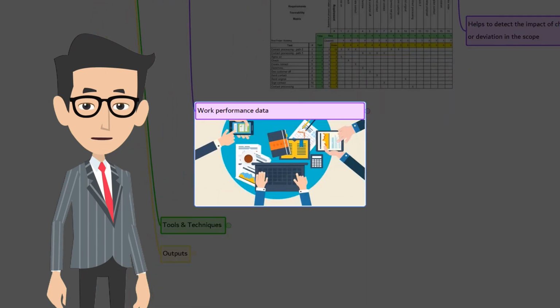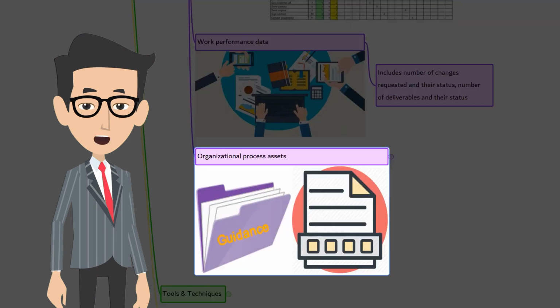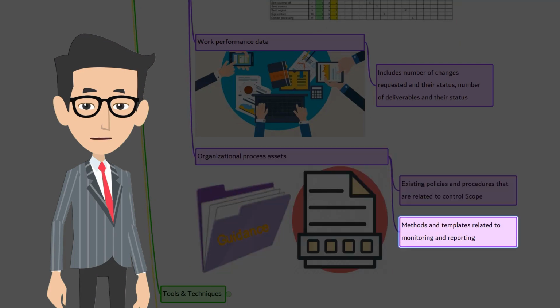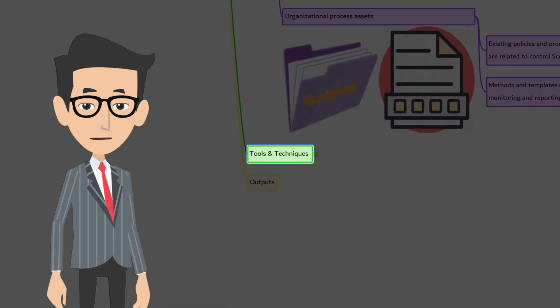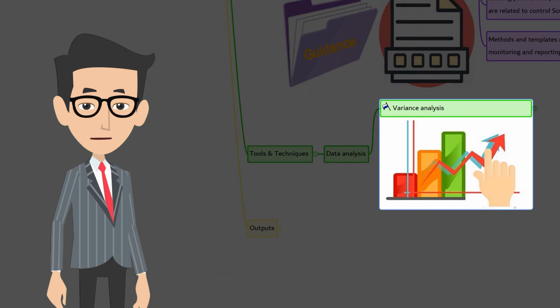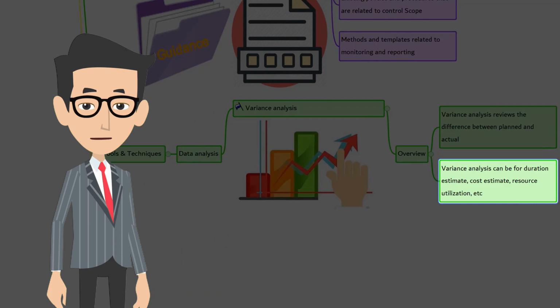Work performance data. The work performance data can include the number of change requests received, the number of requests accepted, and the number of deliverables verified, validated, and completed. The last input is organizational process assets. Existing policies and procedures that are related to control scope, methods and template related to monitoring and reporting, are the two key inputs used from organizational process assets during this control scope process.